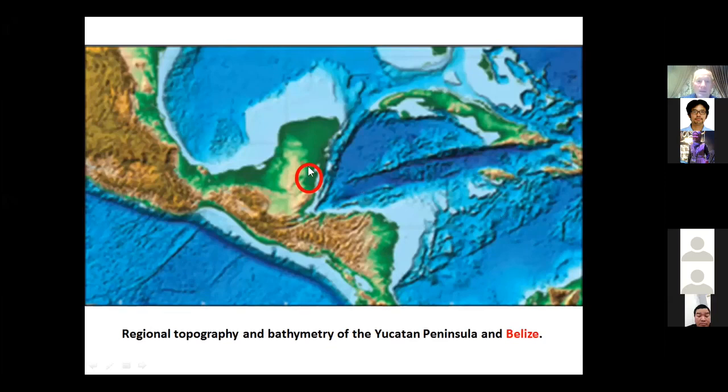Here is Belize. Actually, this is the Corozal Basin in Belize. Belize is a little bigger than that. This is the study area. This is the Yucatan Peninsula of Mexico, Gulf of Mexico, Cuba, and so on.